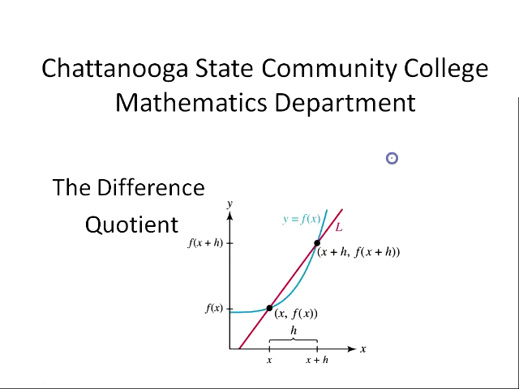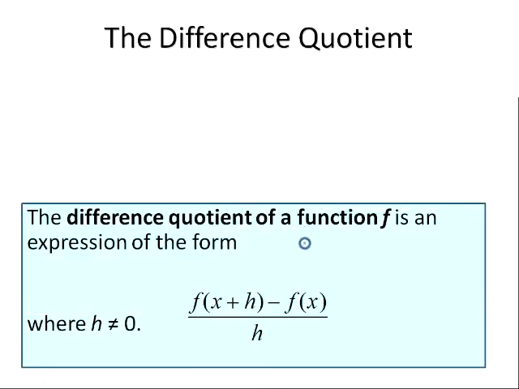Difference quotient. The difference quotient of a function is an expression that is simply a way to find the slope between 2 points. The points you're finding the slope for are the point x, f of x, and x plus h, f of x plus h.